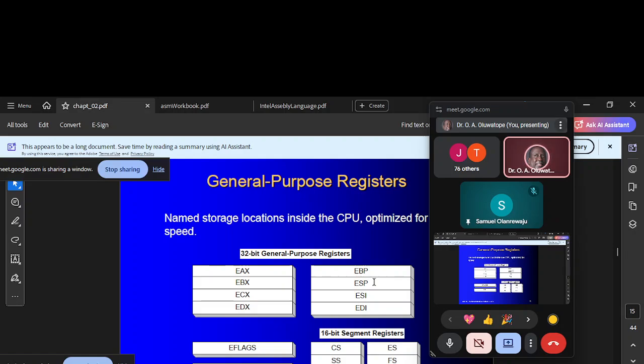So that's very important. SI stands for source index. What does that mean? If you have two arrays, you are moving from array 1 to array 2. Array 1 is your source, so you may use the source index to index the array, and then your destination, DI, destination index. Such a register will be needed for that. And when it is extended, it moves from 16 bits to 32 bits.